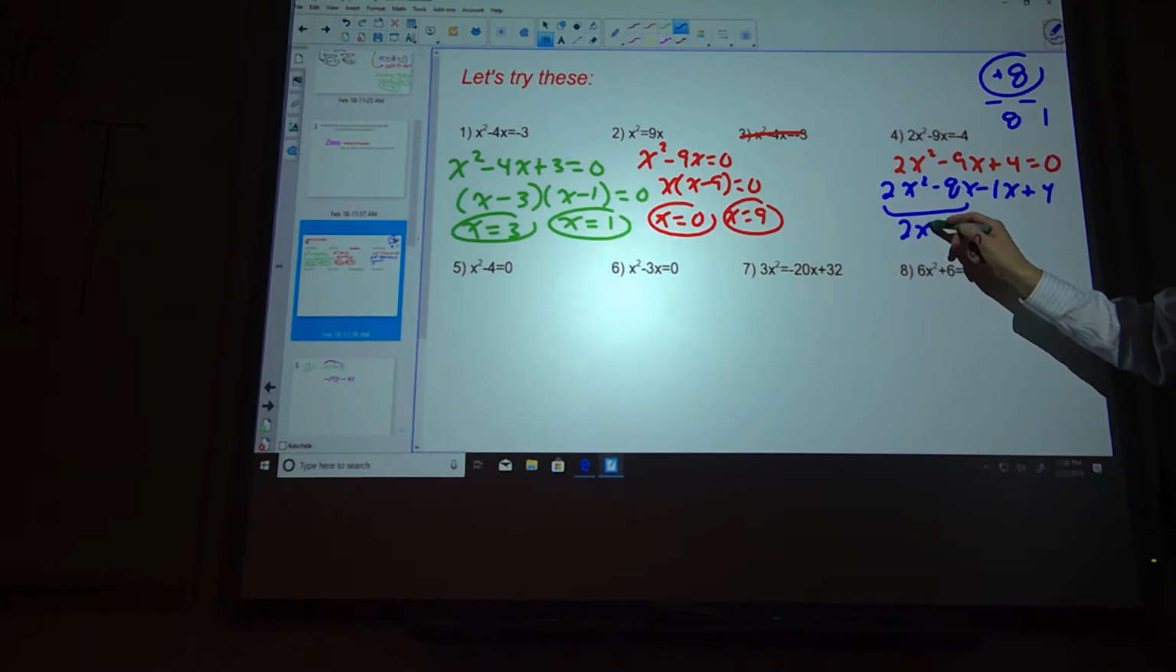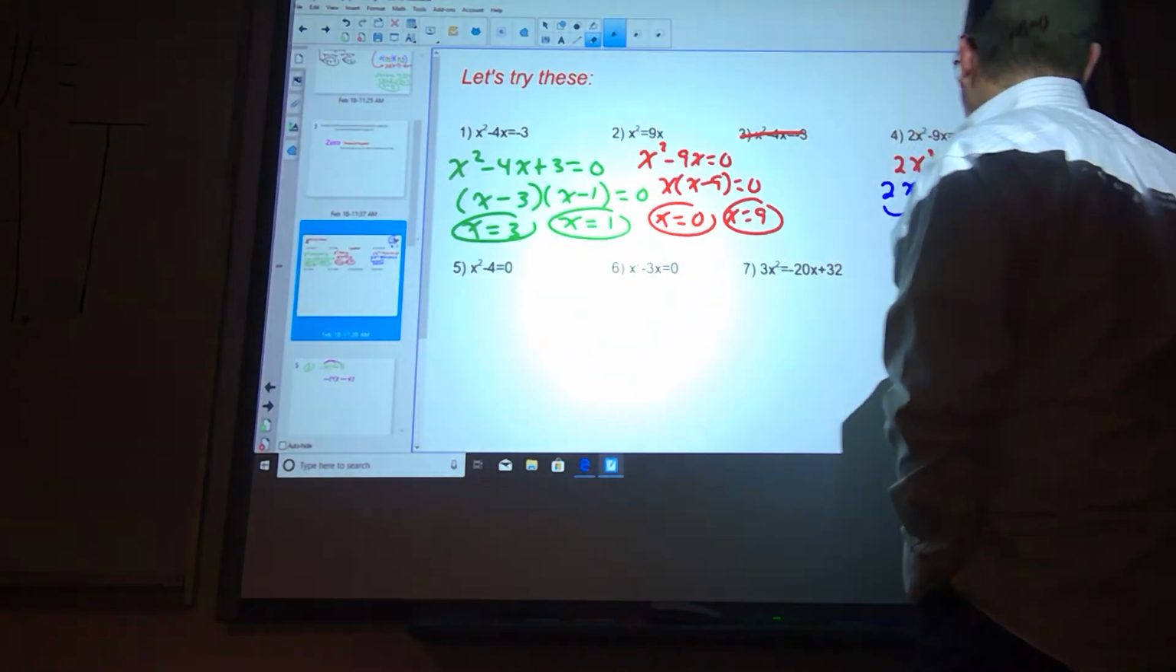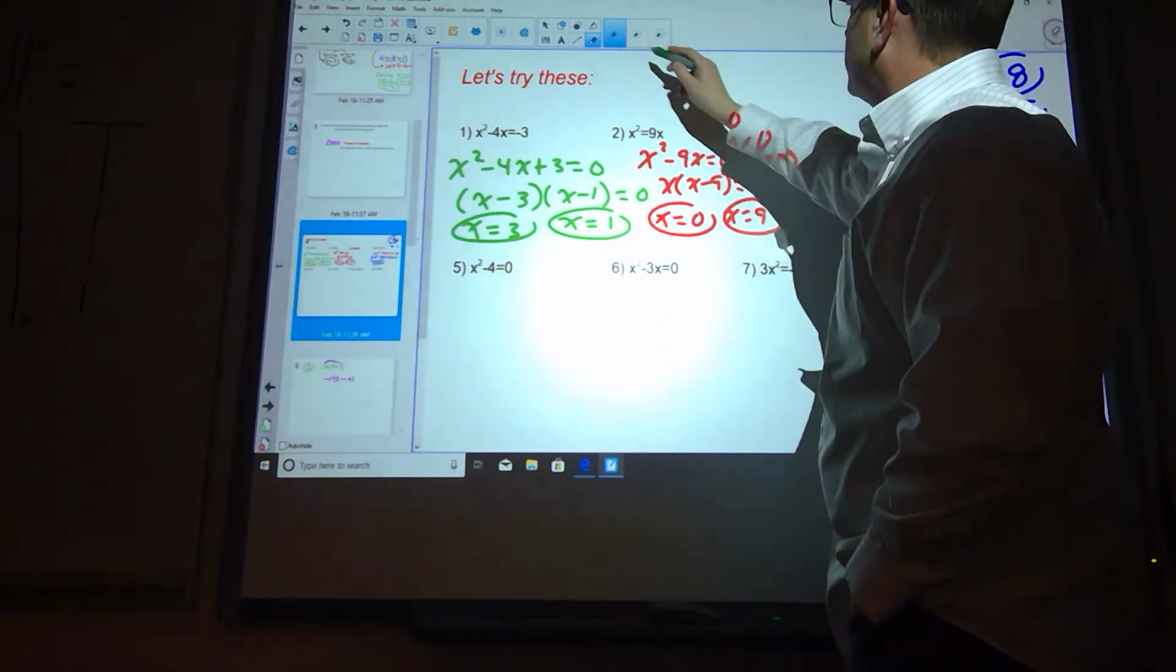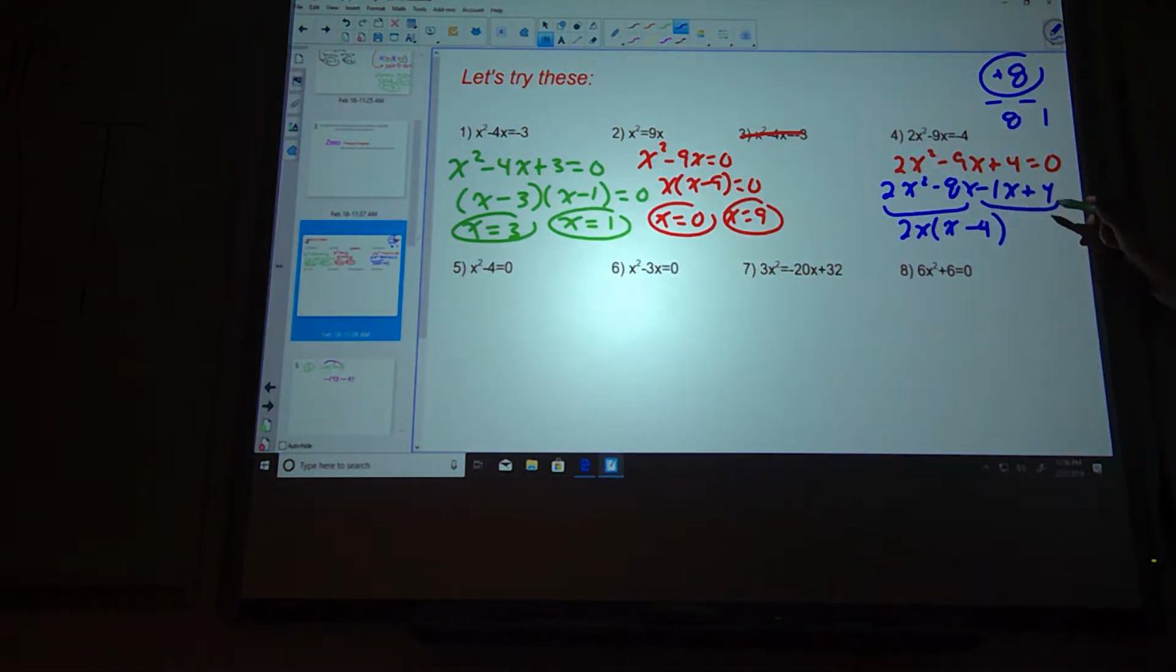Factor out a 2x. X, that's a minus 4. And factor out -1 from here. So, x minus 4 and 2x minus 1. Set those both equal to 0. So I get x equals 4. What's the other answer? Add 1 and divide by 2. So 2x minus 1, that's going to give me x equals half. There's my two answers.